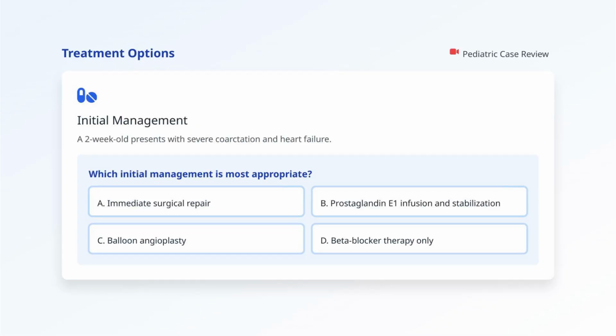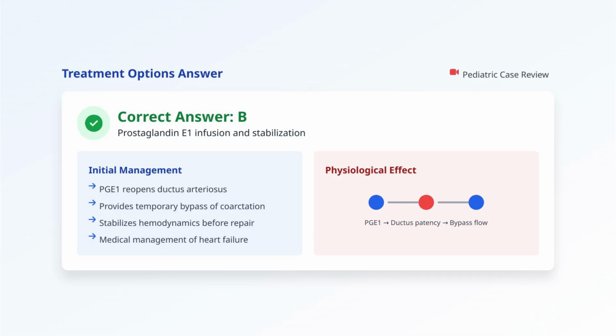A 2-week-old presents with severe coarctation and heart failure. Which initial management is most appropriate? A. Immediate surgical repair. B. Prostaglandin E1 infusion and stabilization. C. Balloon angioplasty. D. Beta blocker therapy only. The correct answer is B.